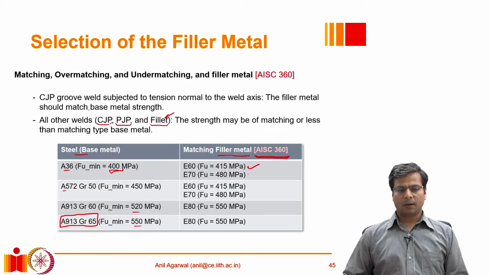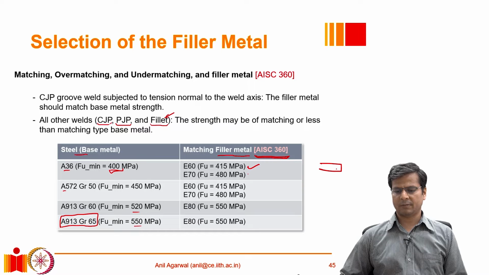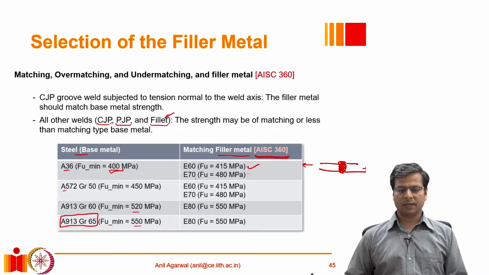In certain conditions, we are not allowed to go for a lower strength, such as when it's a complete joint penetration weld subjected to tension demand. Which may happen, say for example, in the first example that we did in this chapter, which was on the welded connections. We had this complete joint penetration weld subjected to tension. Such kind of a weld, we need to use only the electrode which is matching with that base metal. We cannot use a lower strength electrode.